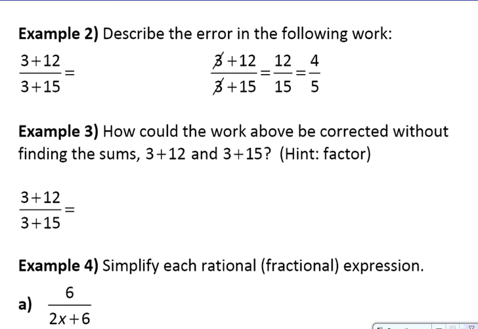All right, so let's look, and it says describe the error in this next line right there. So I'm just going to go ahead and work the left side out. 3 plus 12 is 15. 3 plus 15 is 18. And we know that that's going to reduce by 3s. So I'm going to divide out a 3 from the top and bottom and get 5 over 6, right? 15 over 18 is 5 over 6.